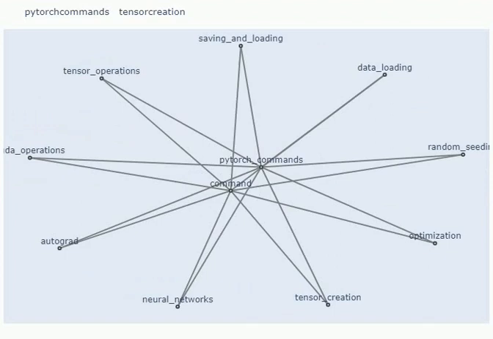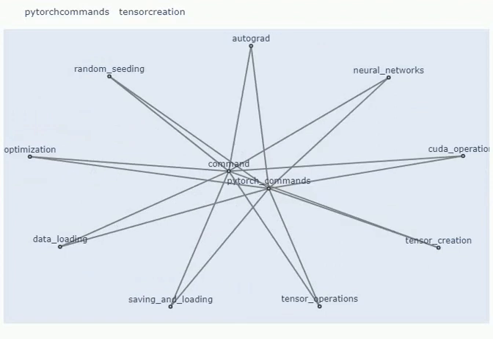Autograd. Command: torch.autograd.grad(outputs, inputs, grad_outputs). Description: computes and returns the gradients of outputs with respect to inputs. Command: tensor.backward(). Description: computes the gradient of the current tensor with respect to graph leaves.